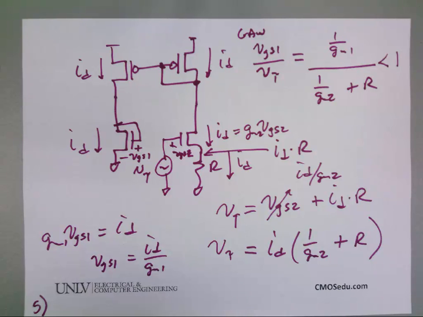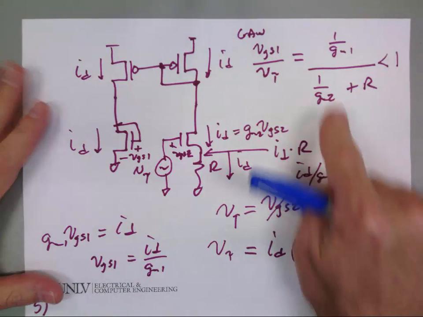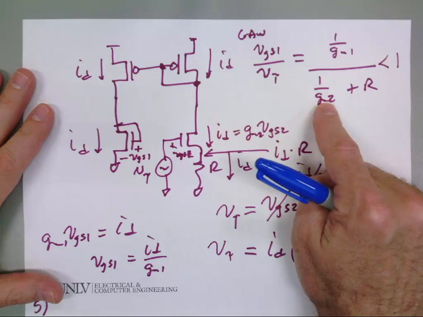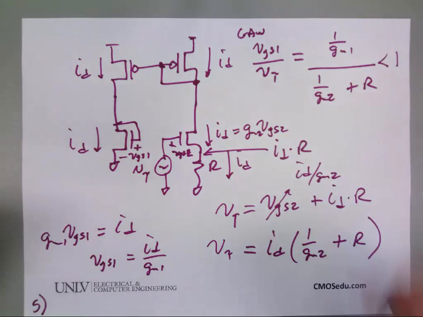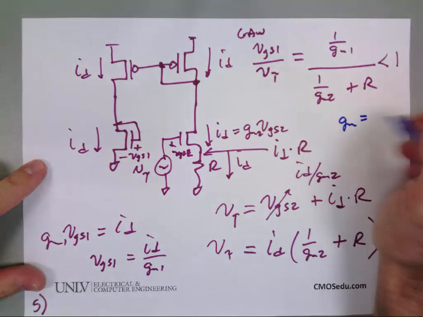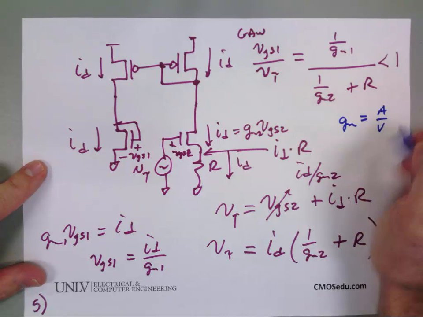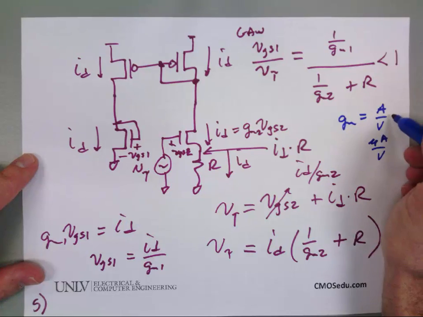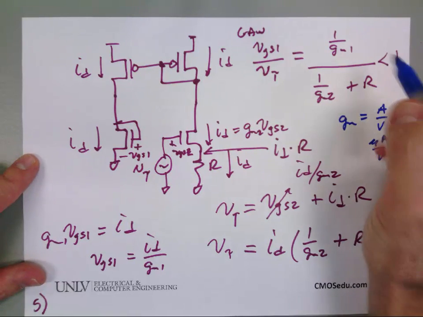Well, let me ask you a simple question. Does 1 over gm have units of ohms? What are the units for gm? Amps per volt, right? Or microamps per volt, something like that. So does 1 over gm have units of ohms? Yeah.